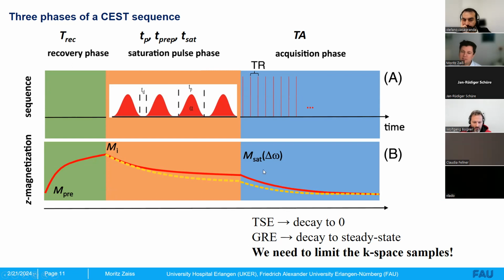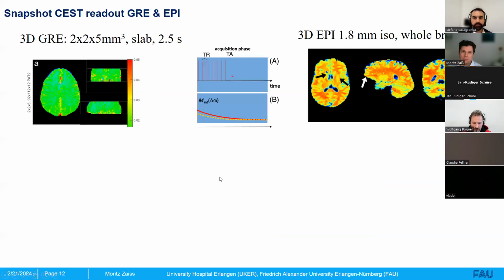So what does that mean? Our information, our contrast, is decaying during our readout. So we need to limit the k-space samples, and that's true for all readouts. For the snapshot gradient echo readout, we do this by limiting the volume. We have just a small slab, it's not yet whole brain. If we limit the volume, this readout is not too long, so we don't lose the contrast and can read out these images.